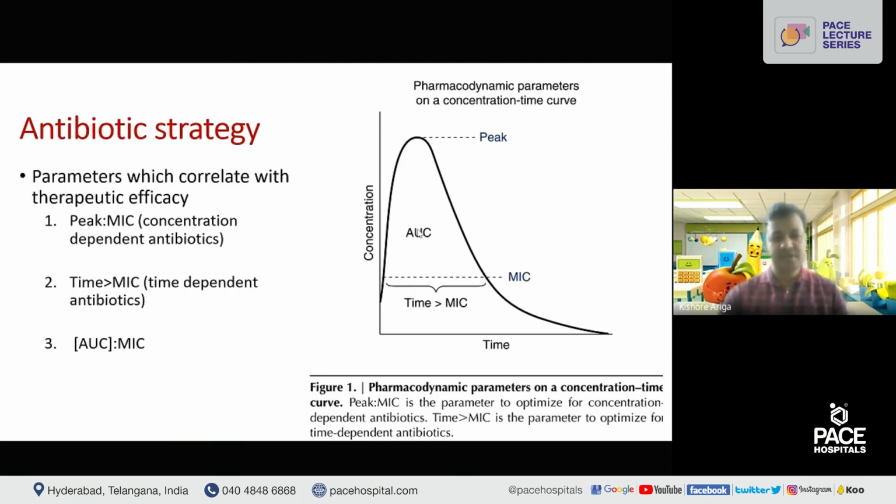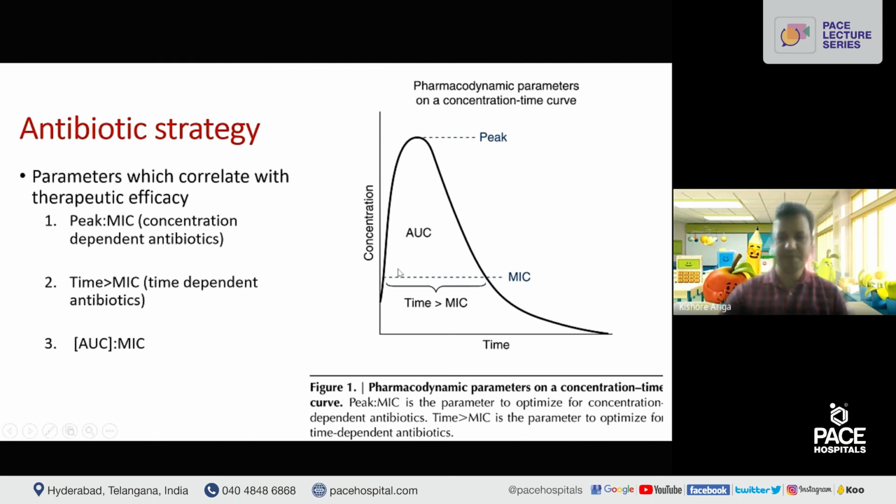Coming to antibiotic strategy, the last one or two slides. For antibiotics, we need to look at three important parameters. One is the peak to minimum inhibitory concentration ratio. This is the peak, this is the minimum inhibitory concentration. The drugs which are concentration dependent antibiotics will require maximum peak to be effective, for example aminoglycosides. But for some drugs, we need to have the drug level just above the minimum inhibitory concentration. It need not go to the peak level.